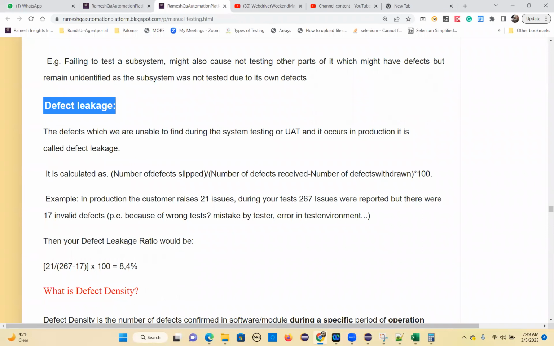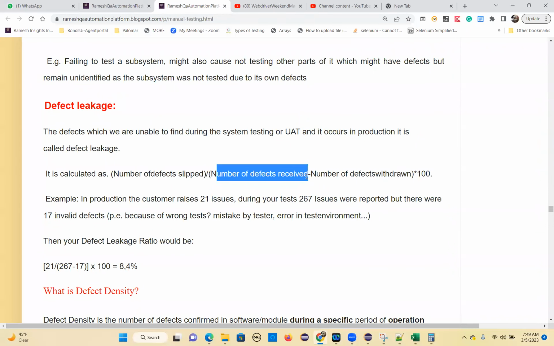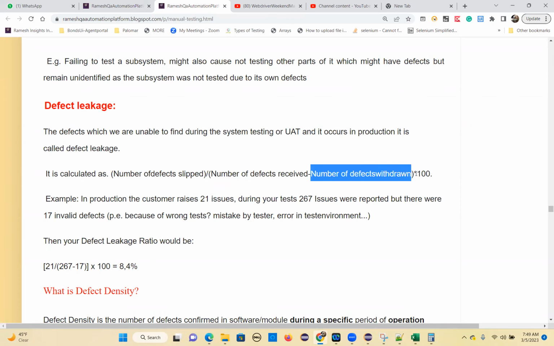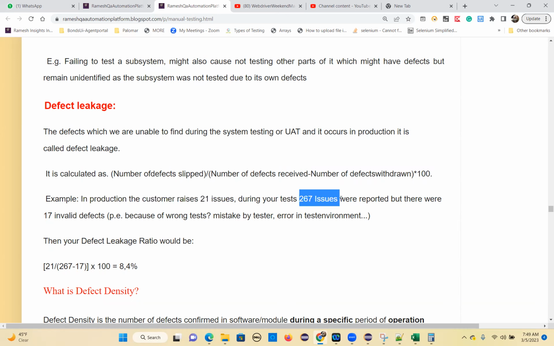How can you calculate this defect leakage? Number of defects slipped, divided by the total number of defects received, meaning how many defects you found, minus the number of defects withdrawn, that means invalid defects, multiplied by 100. If you do this, you will get the defect leakage percentage. See the example here. In production, the customer raises 21 issues. That means these 21 you missed in your testing. During your test, 267 issues were reported, but 17 of these 267 were invalid defects.